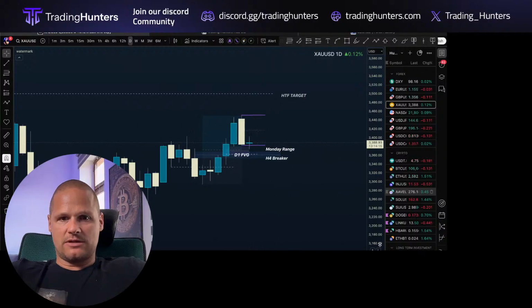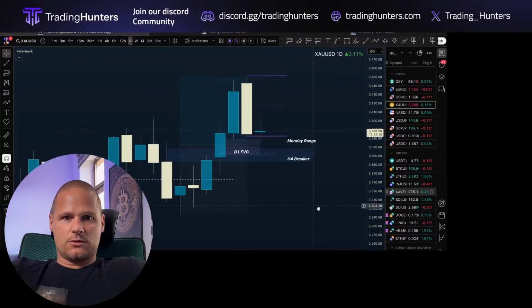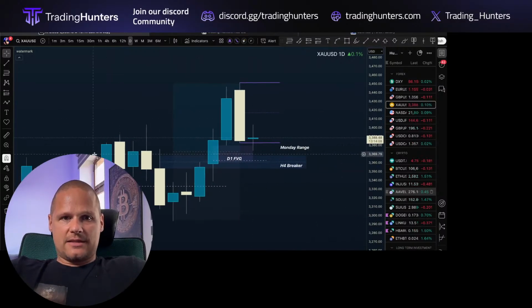Price is dipping below it, and everything aligns with the setup. So let's break it down. What can we see? We can see that the price has been dropping lower in here, below these lows, and it's been rejected. So what does it mean?